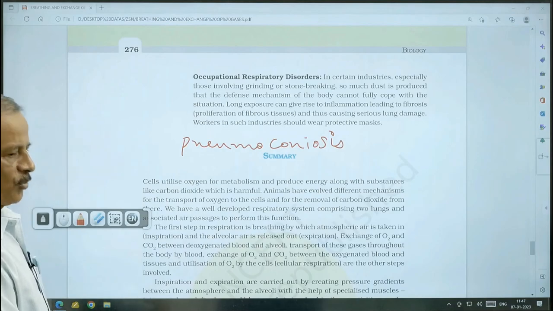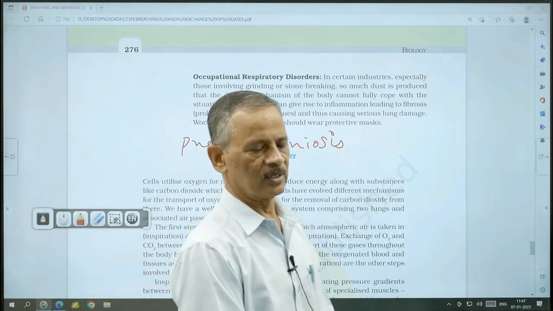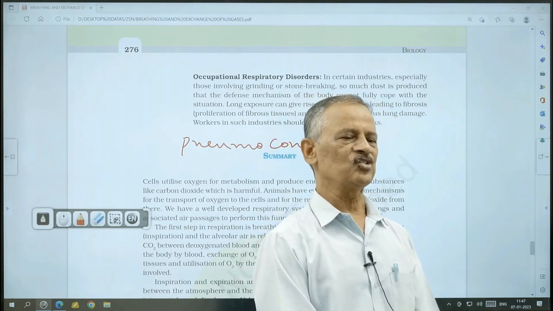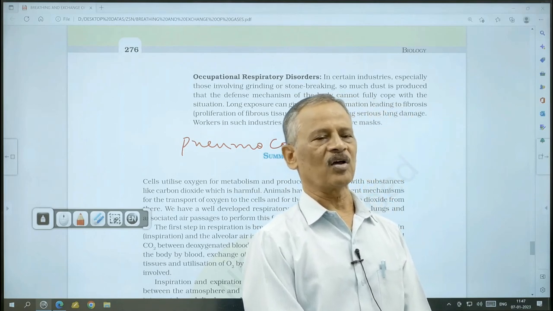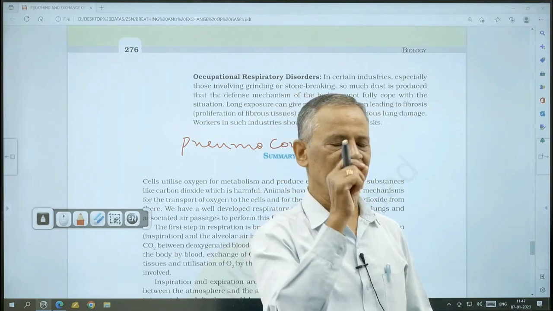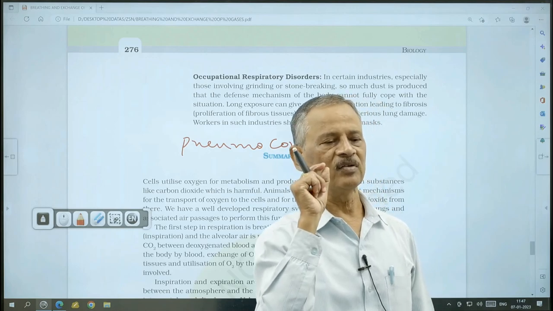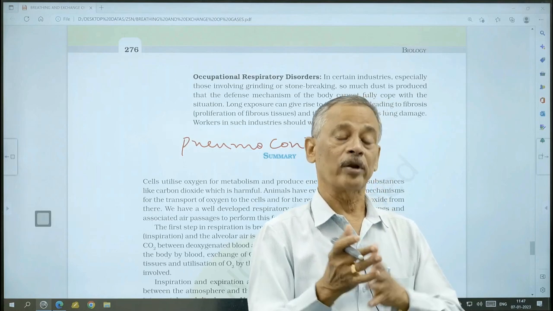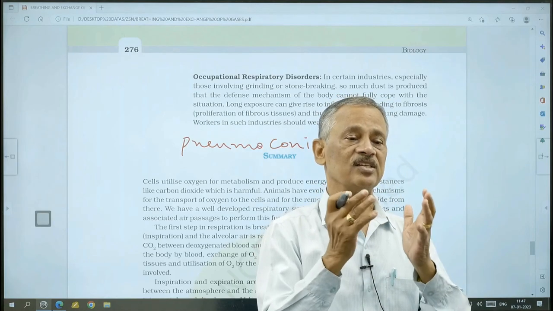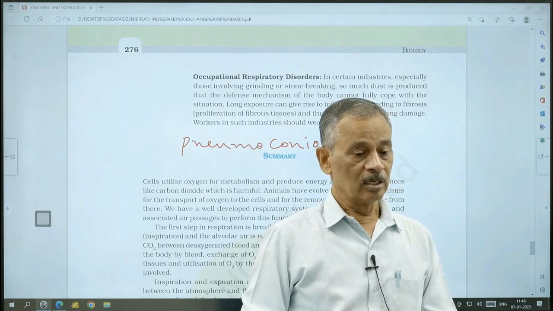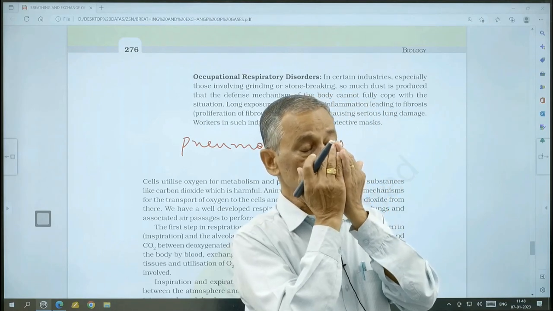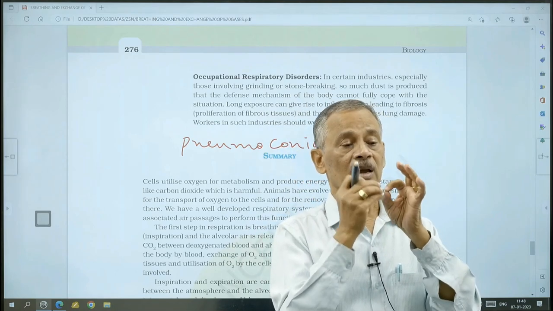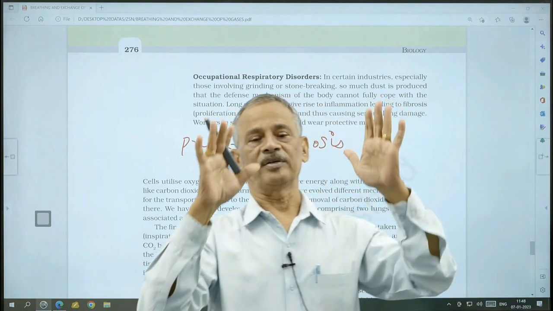Pneumoconiosis may be because of dust particles, sand grains, cement particles, or pollutants, maybe coal particles, tiny dust particles, when people work in coal mining areas or in boilers. All such things will be inhaled. So what is the best method? Use a protective mask and covering so that the air will be filtered before it enters our respiratory tract.